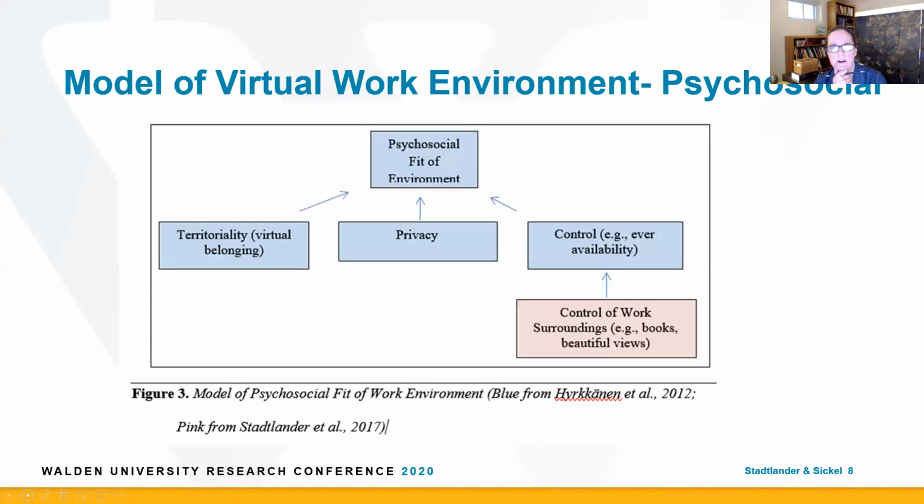And here is the aspect of psychosocial fit. As you can see again, the Hirkanen group found that territoriality, privacy, and control were key elements to psychosocial fit for their participants. Stadtlander et al. found control of work surroundings, so in particular, the examples provided here of the ability to have our books around us, the ability to have beautiful views in our office, that these aspects were associated with control.